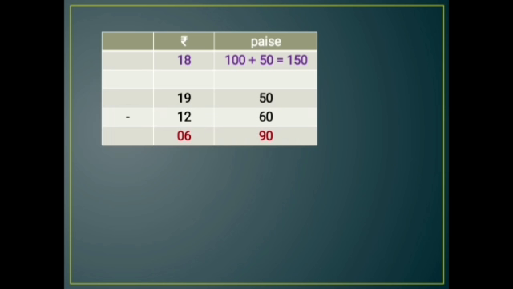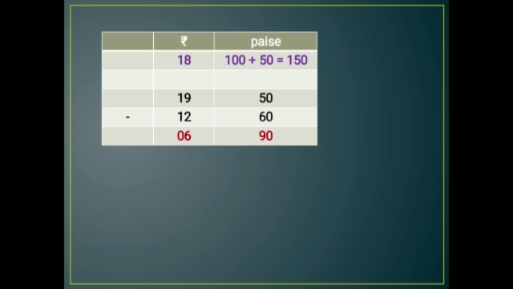Solution: we will draw the two columns, that is rupees and paise. So here, 19 rupees 50 paise minus 12 rupees 60 paise. We cannot do the subtraction here, 50 minus 60. So we will borrow, yes or no? So we will borrow from 19. So it becomes 18. So 1 rupee is equal to 100 paise.